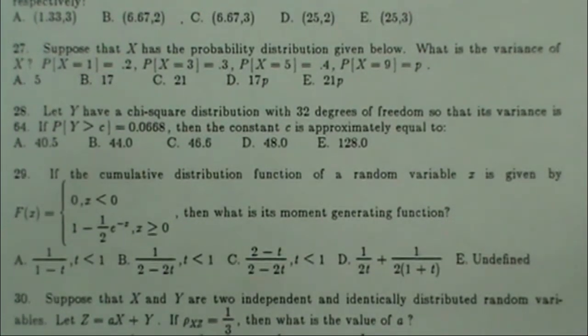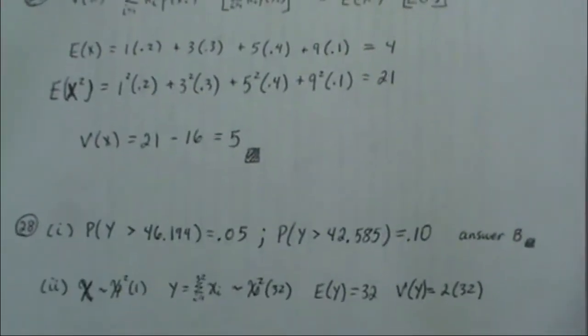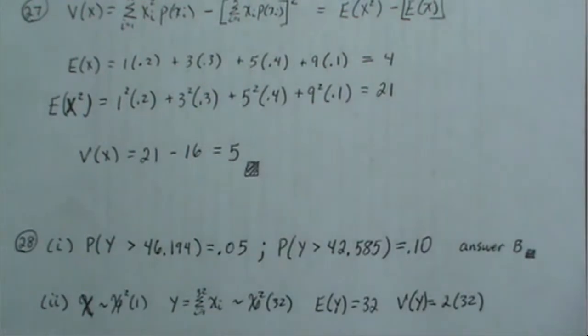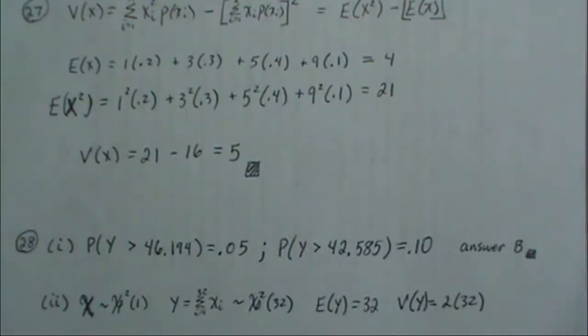Number 28. Let Y have a chi-square distribution with 32 degrees of freedom so that its variance is 64. If the probability that Y is greater than C is equal to 0.0668, then the constant C is approximately equal to. Now, number 28, they give us the probability that Y is greater than C is equal to 0.0668. So now, I'm going to solve this two different ways.